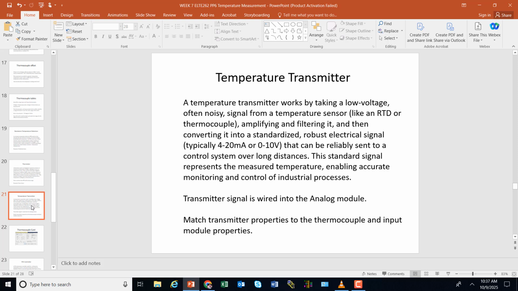I talked about the temperature transmitter. It works by taking the low voltage, which is often kind of noisy, from the temperature sensor. You can have an RTD or thermocouple, and you have to specify that you have the correct type of temperature transmitter. We have thermocouple transmitters. You can amplify and filter the signal and then convert it to 4 to 20 or 0 to 10. The ones I've got for you are going to be set up for 4 to 20.